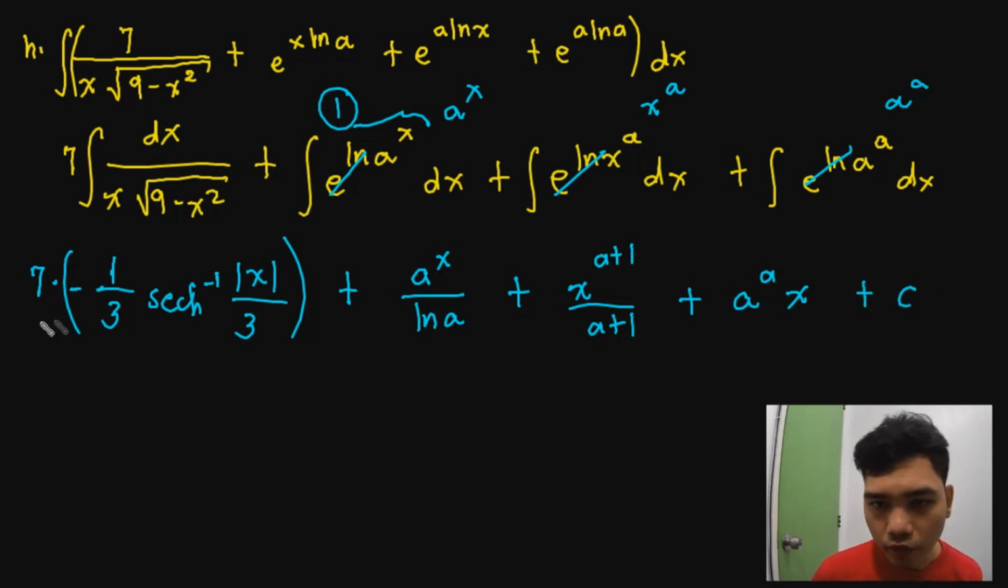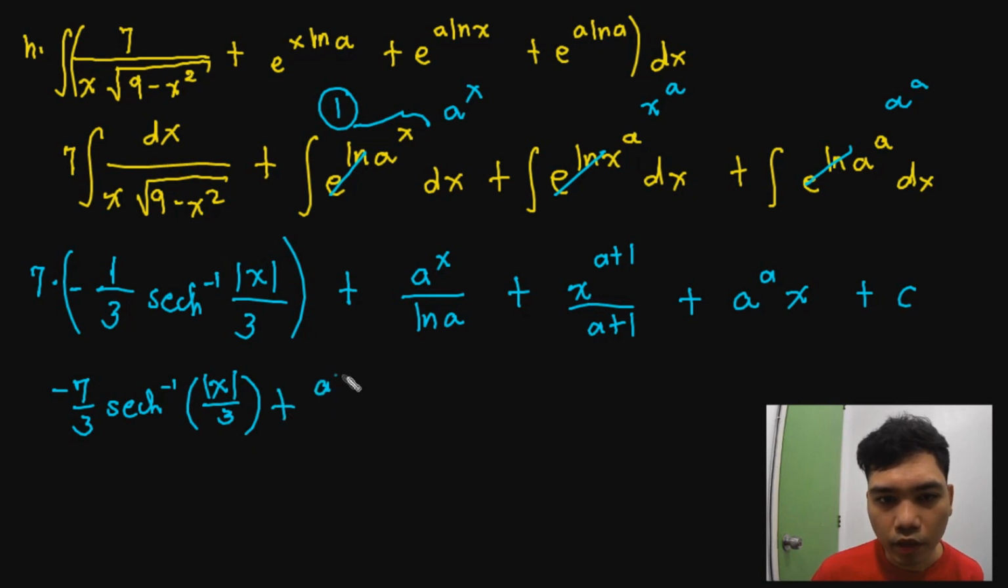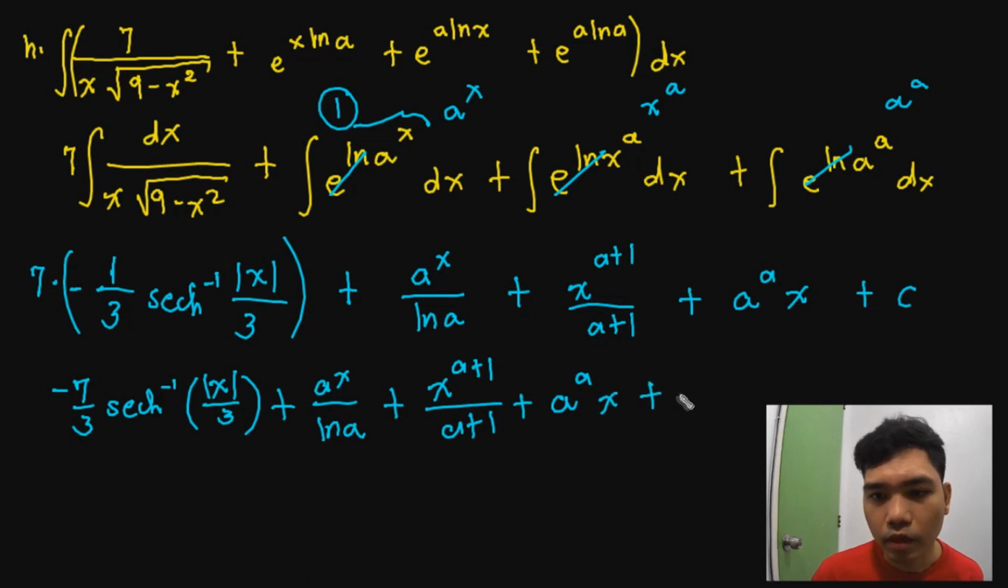You can just rewrite all of these in simpler terms. So this gives us negative 7 over 3, the inverse hyperbolic secant of the absolute value of x over 3, and then plus a to the x over ln of a, plus x raised to a plus 1 divided by a plus 1, and then of course plus a to the a x plus c. So this is your final answer.